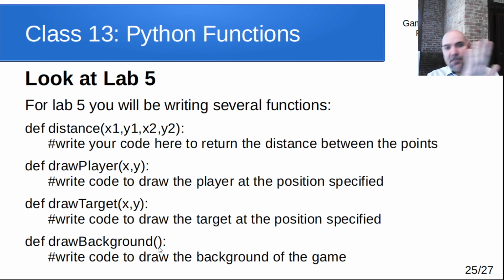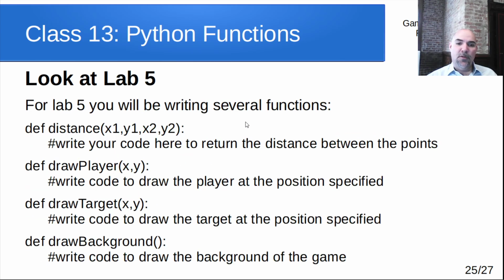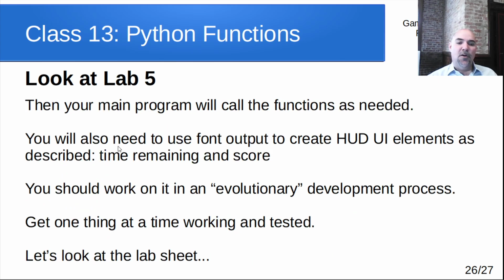It's just going to draw. It could just be clear the screen to black, or it could be clear the screen to black and draw some things. It could be make stripes. Well, however you want the background to be. We'll talk about that in a second. So your main program then is going to call one of those four functions, or those four functions in different places. You're also going to need to use font output to create a heads-up display with UI elements that show the time remaining and the score.